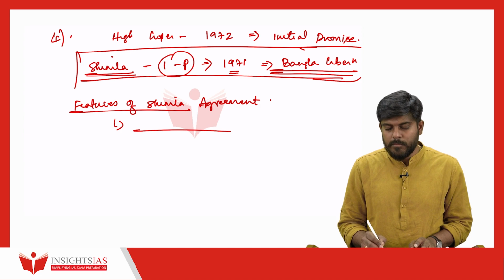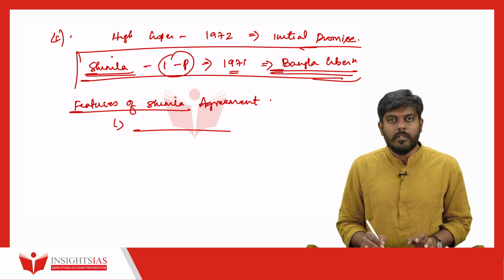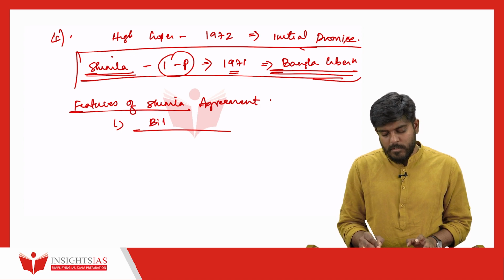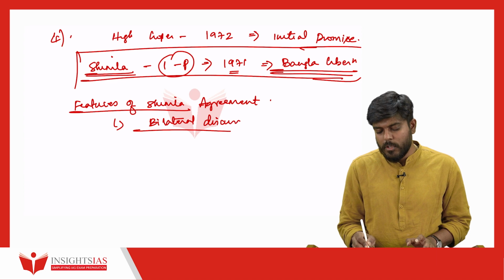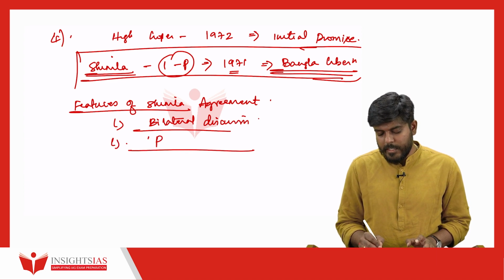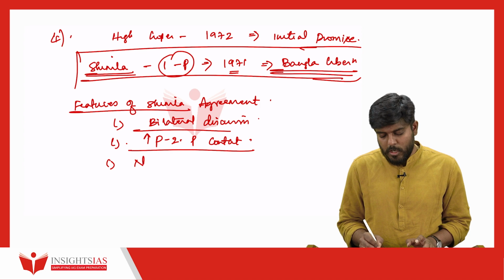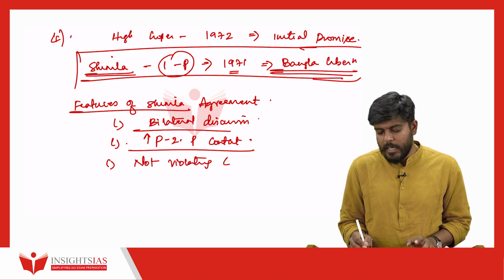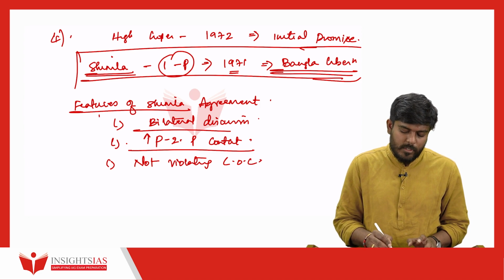So the Shimla Agreement mainly talked about resolving the tensions between India and Pakistan. So first one, bilateral discussion to sort out all the issues, bilateral discussion, and increasing people to people contact, and not violating the line of control, respecting the line of control.